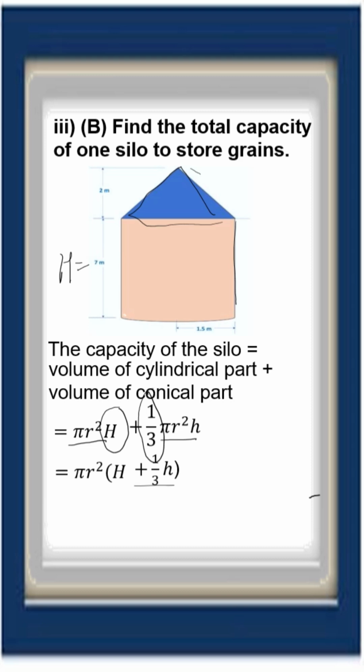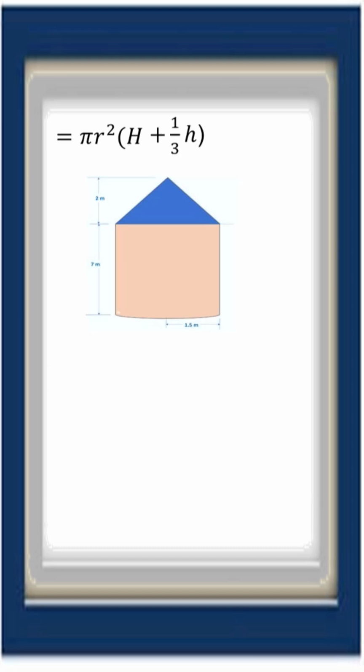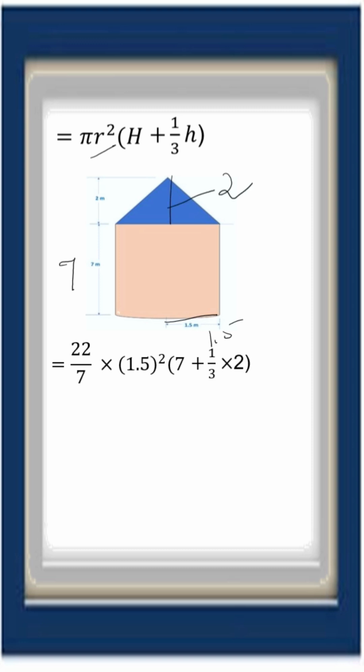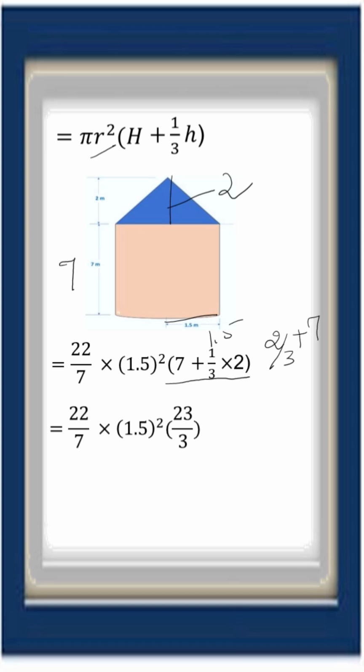Now let us substitute the values. 22/7, radius is 1.5 into h is 7 plus 1/3 h. This is 2. Here if we add these two, this becomes 2/3 plus 7. LCM is 3. So this is 21/3. So it is 21 plus 2, 23 by 3.